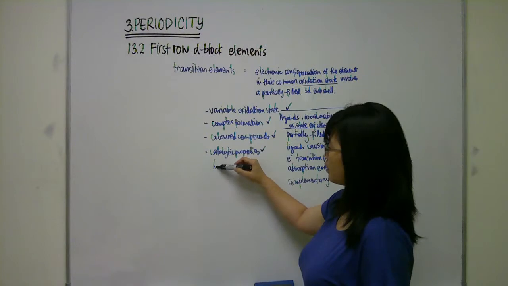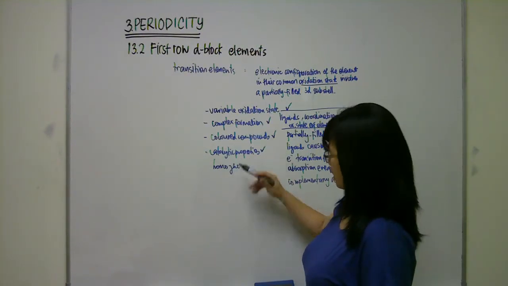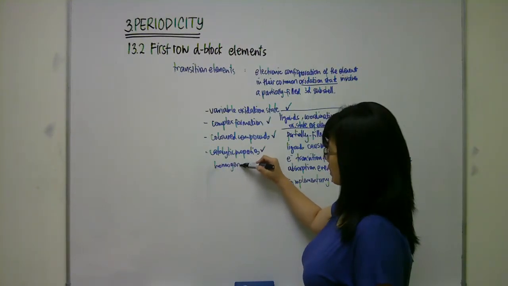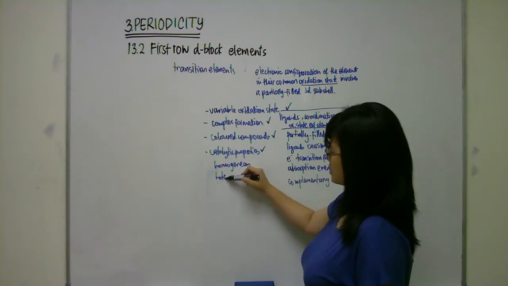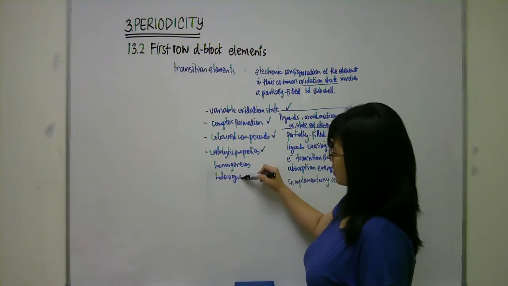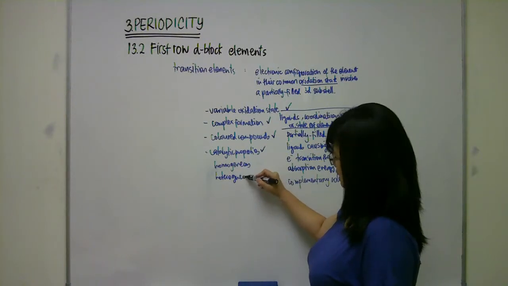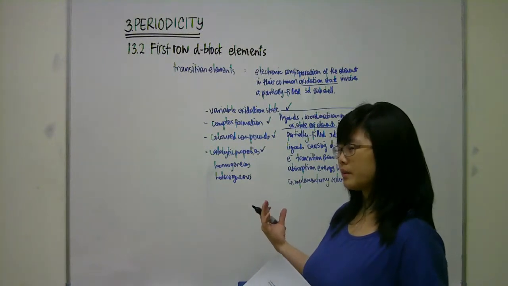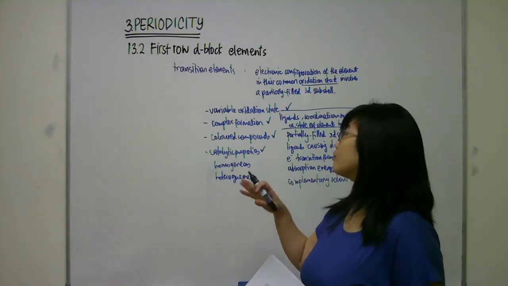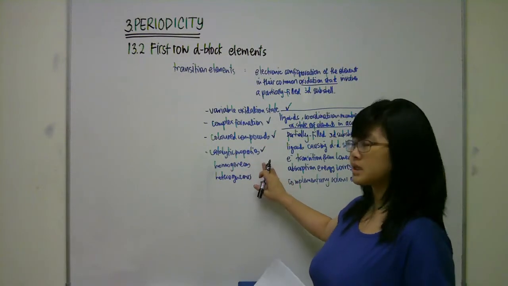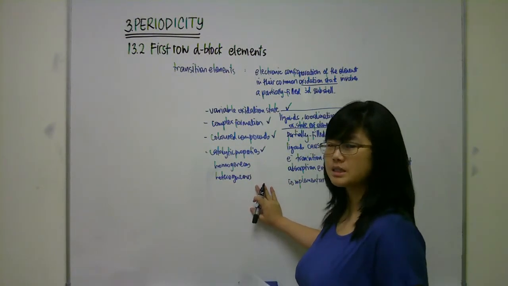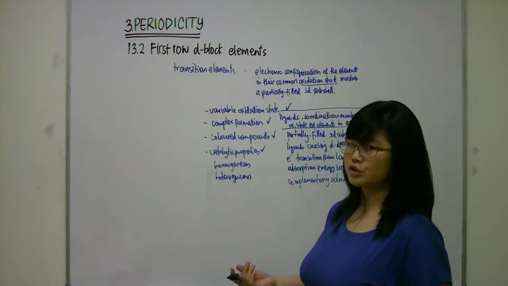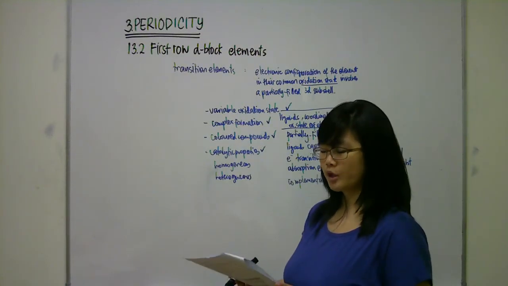Then the last one will be about catalytic properties. So you need to be explaining about homogeneous and heterogeneous catalysis, and what attributes or what property of transition elements allow them to be a homogeneous catalyst or a heterogeneous catalyst, and give some examples for homogeneous catalysis and heterogeneous catalysis. That's all for chapter 3.